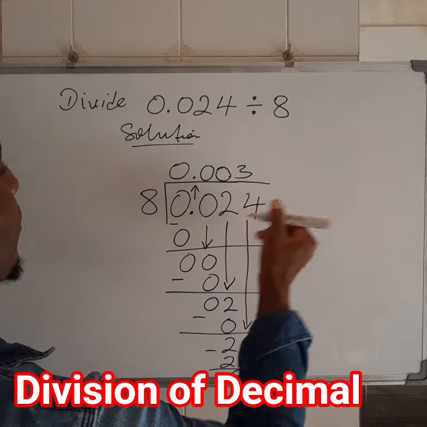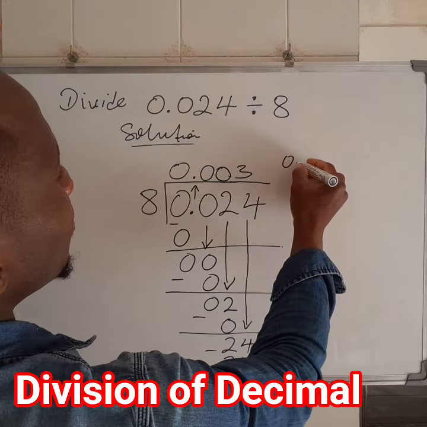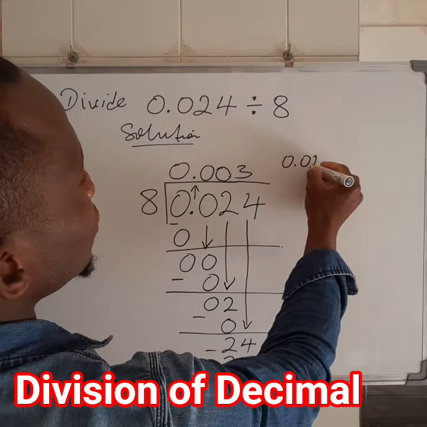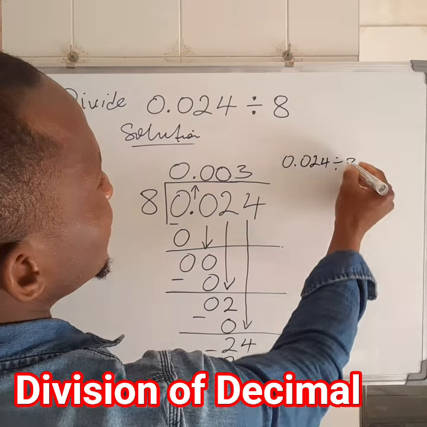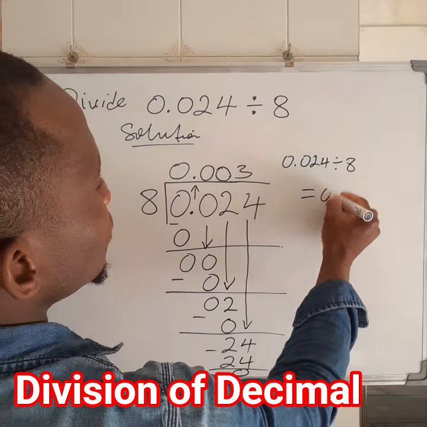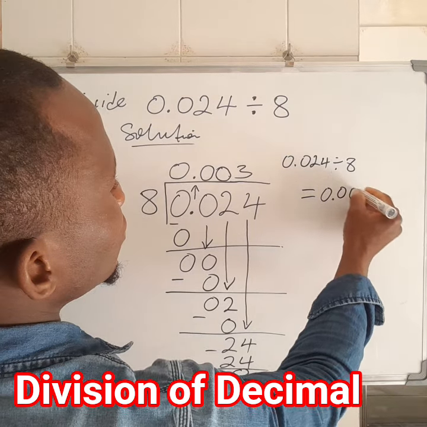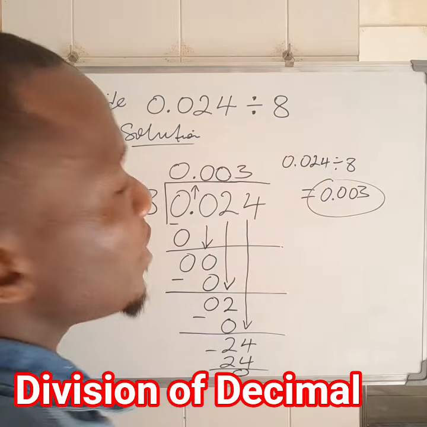So if you are dividing 0.024, you are dividing by what? 8. Your solution will be what? 0.003. All right, press your calculator.